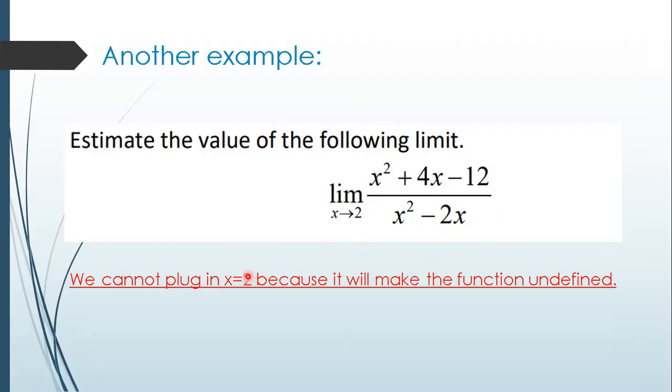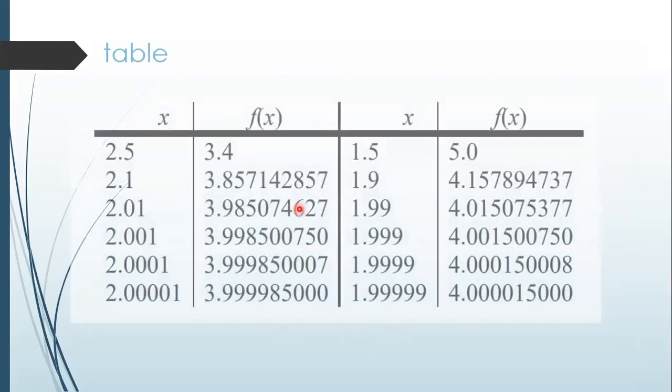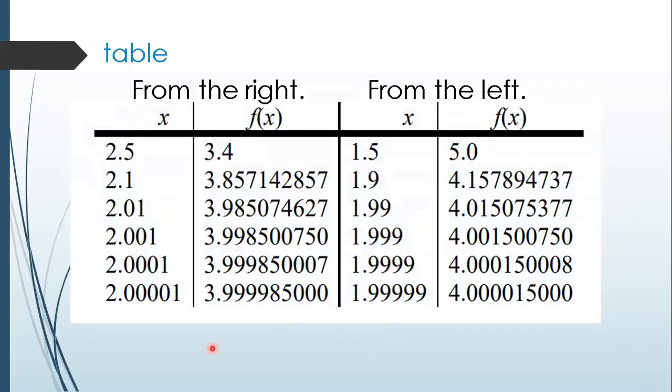If you try to plug in x here, let's check the denominator. That's 2 squared, which is 4, minus 2 times 2, which is 4. So that's 4 minus 4, which makes it 0, and that makes the function undefined. But we can still plot the table, we are just not going to include 2. So here is how you're going to plot from the right and then from the left, so you can really enumerate them.